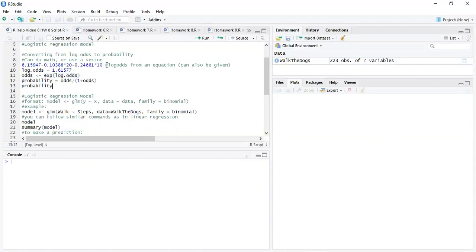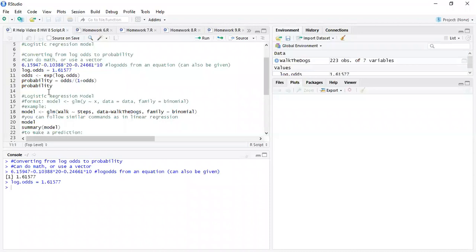So let's say you start with log odds. In the homework, it will be given with an equation sometimes where you have to plug in different information. Once you run the equation, it will give you a number. So let's say we start with our log odds as 1.61577. Make sure you run each line so that the subsequent lines can work.